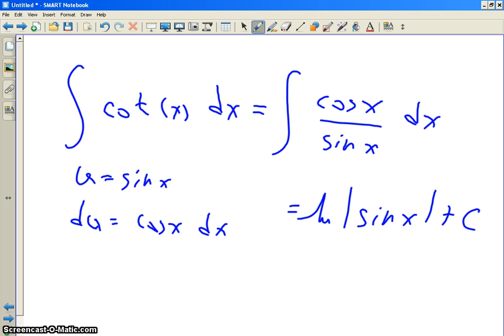If you want to be crazy, is this the same thing? Some people like secants and cosecants better than sines and cosines. You know, they just do. I don't know why. There's no real good reason.